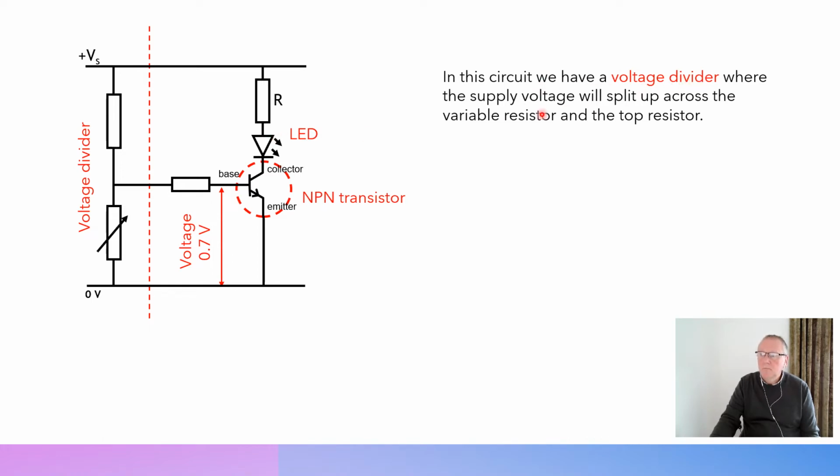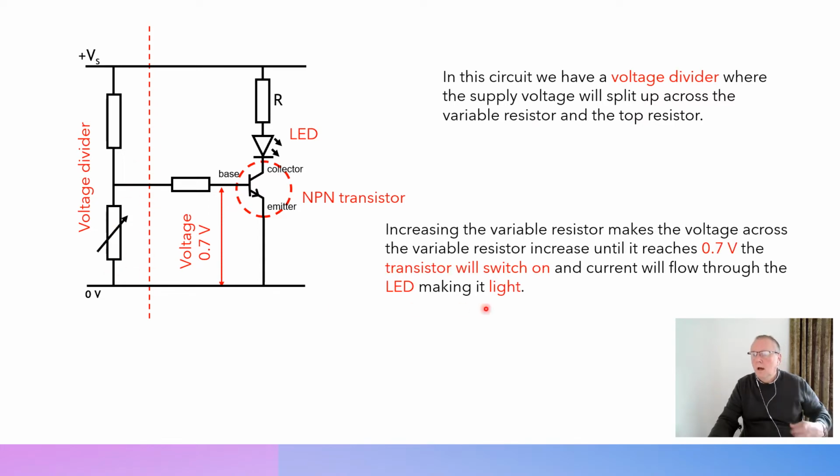So we've got a voltage divider where the supply voltage will split up across the variable resistor and the top resistor. As you saw in the video, when you increase the value of that resistance, it gets a bigger share of the voltage, and the voltage across the variable resistor will increase until it reaches about 0.7 of a volt. The transistor switches on and current will flow through the LED, making it light. Now remember, at this stage, the LED is there just as an on indicator to show that the transistor is conducting.